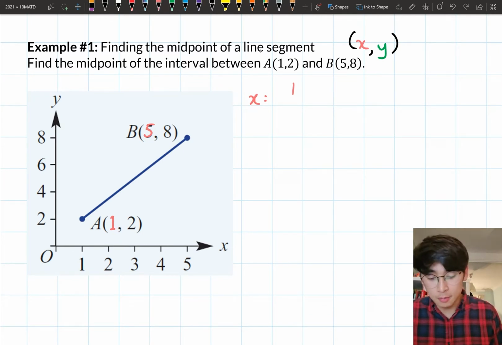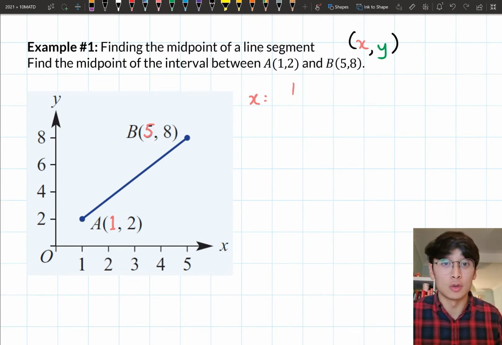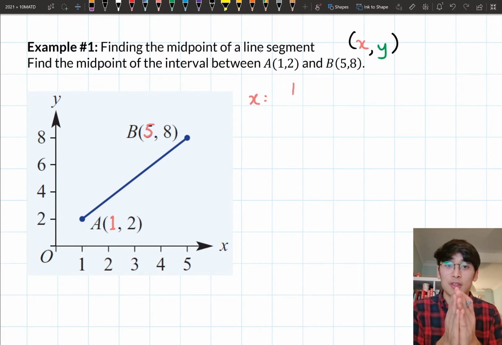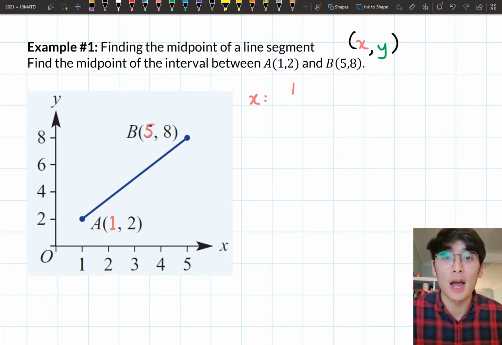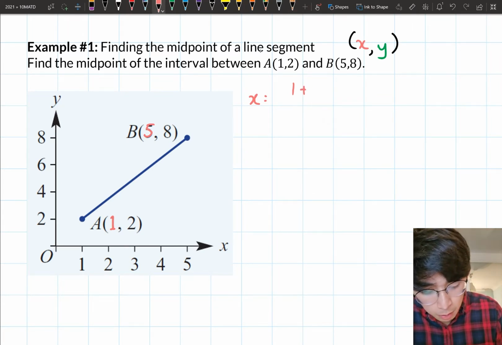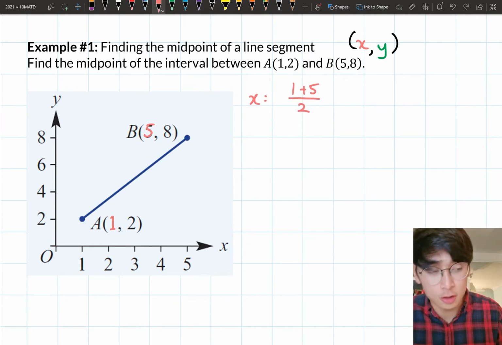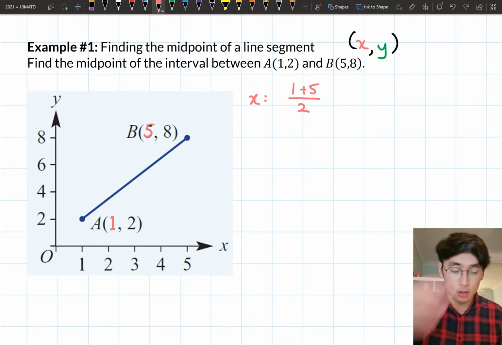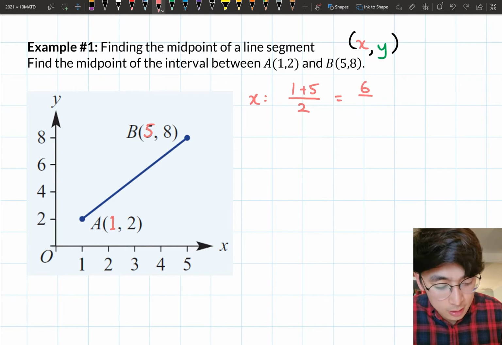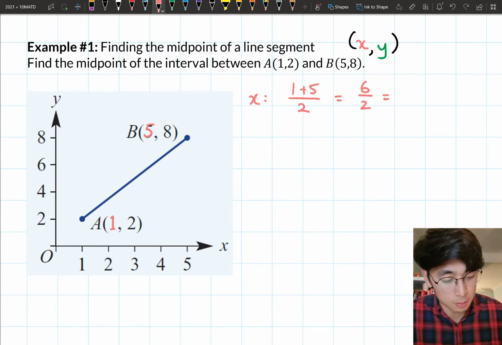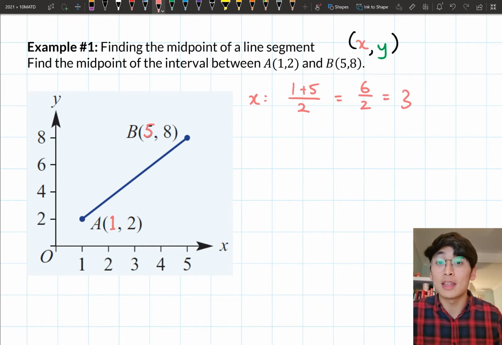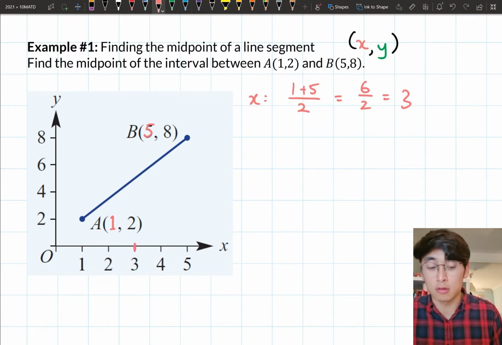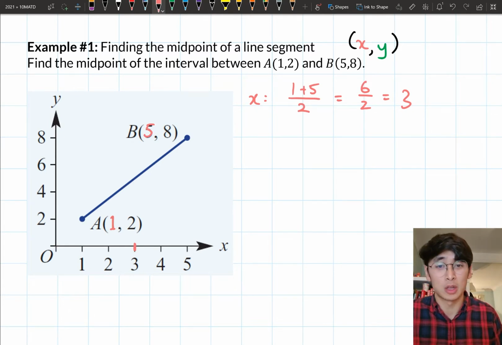So I'm going to average these two. I'm going to add the two together, and because there's two numbers, I'm going to divide it by 2. So 1 plus 5 divided by 2. And so here I'm going to get 6 divided by 2, which just becomes 3. And so that tells me that the midpoint of this interval is at x is equal to 3.